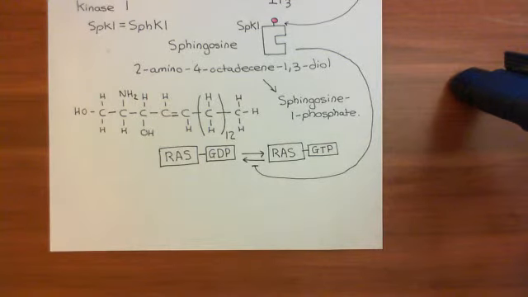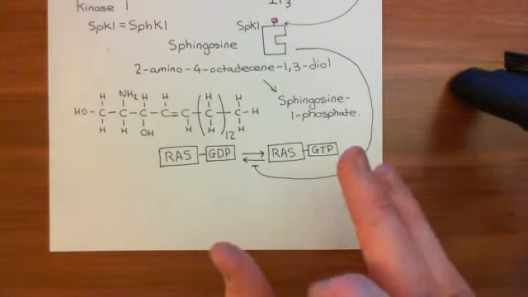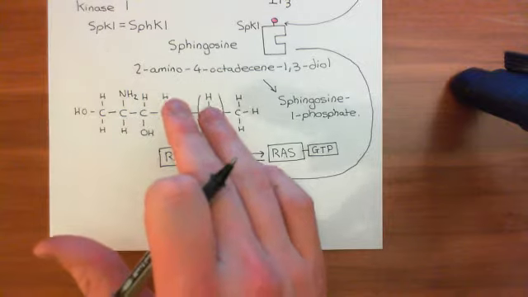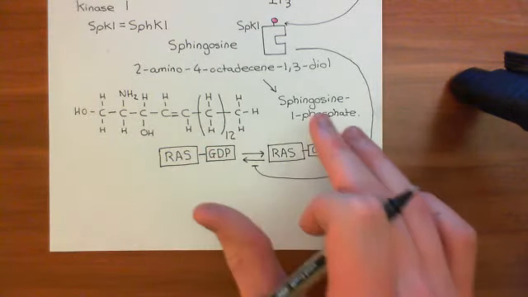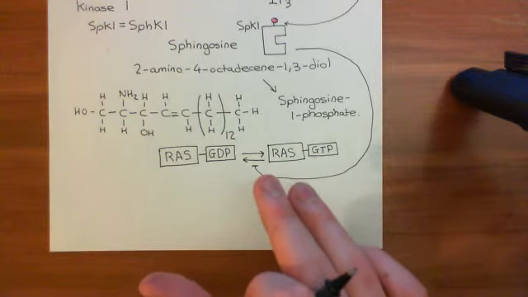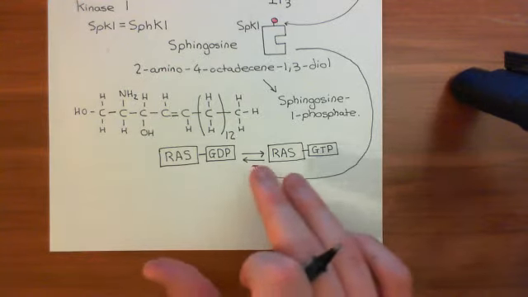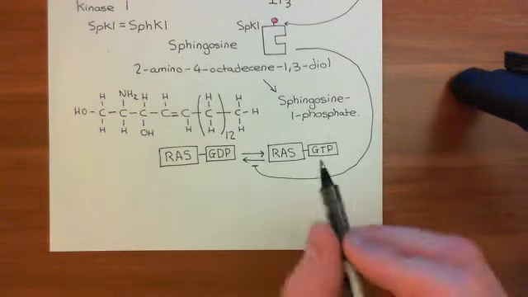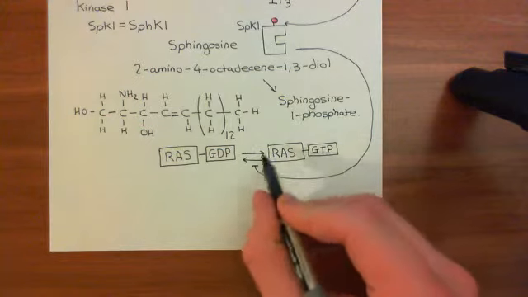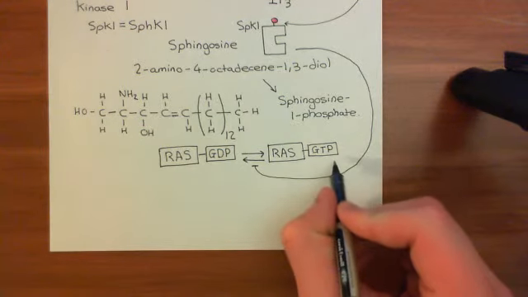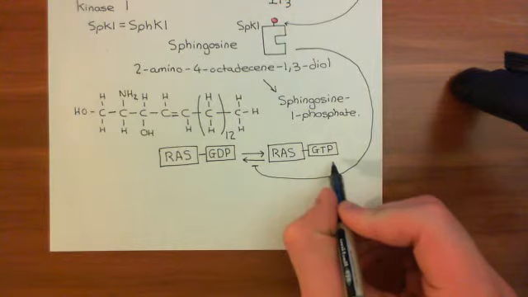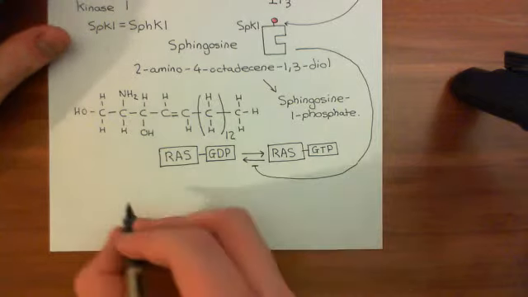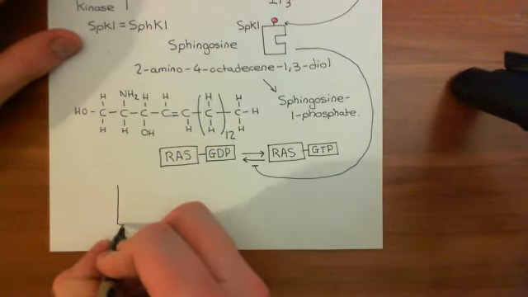Okay, so sphingosine kinase 1 converts the sphingosine into sphingosine 1 phosphate, and sphingosine 1 phosphate, we think, somehow leads to the blocking of the conversion of RAS GTP into RAS GDP. So the levels of the on RAS G protein go up within the cytoplasm of the cell. Okay, and the RAS G protein binds to an enzyme known as CRAF, also called RAF1.